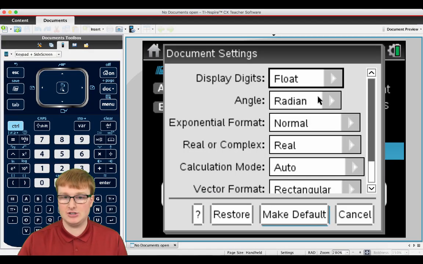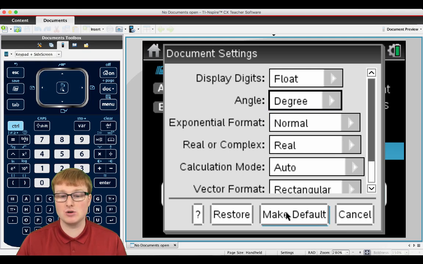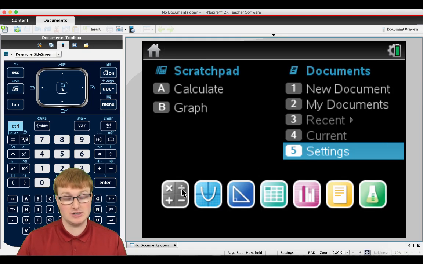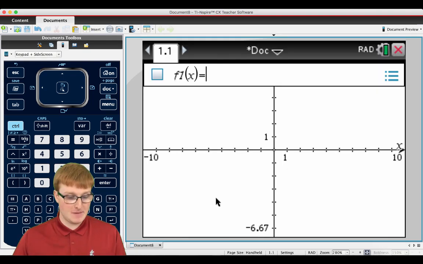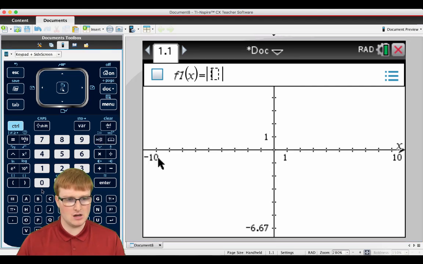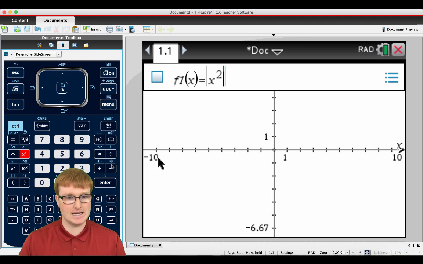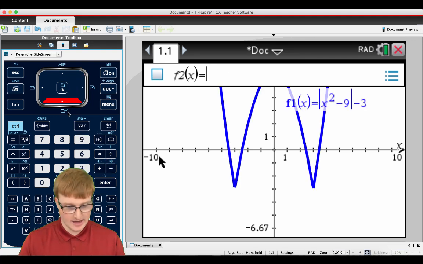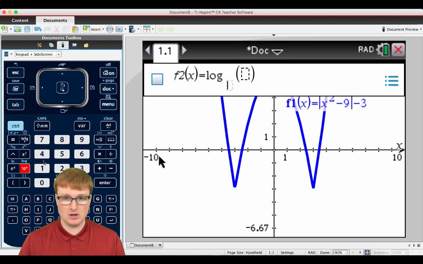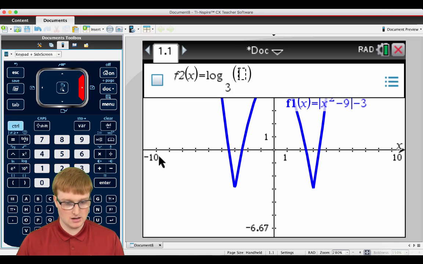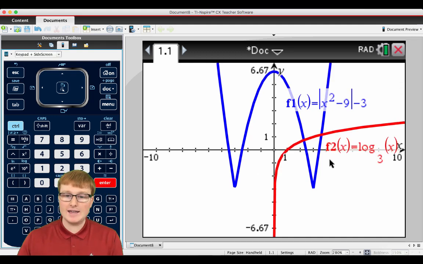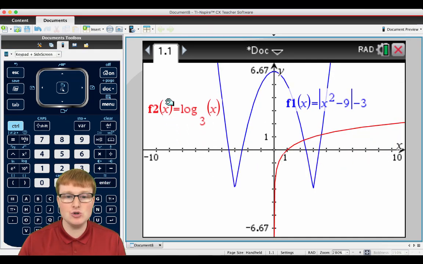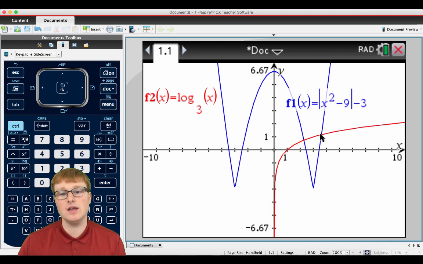Now it just occurred to me, I forgot to change this into degree mode from last video. So I need to go ahead and do that. I'm going to go to my graph page and type in the absolute value of x squared minus 9, minus 3. Down arrow that, and I have the log base 3 of x. Yep, cool. So I clearly see two intersection points here and here.